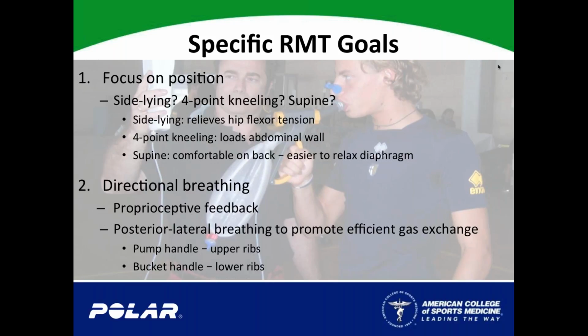And then the upper ribs should go back and forth, almost like a pump handle, like a water pump. So as you inhale, you want to feel the back of the rib cage expand, and you want to feel those lower ribs out to the side expand. That's where you want to direct the breath. So when I say pump handle and bucket handle, that's what I mean. Posterior lateral breathing, why? Promotes efficient gas exchange. Proprioceptive feedback, what's that? It's spatial awareness. How do we do that?